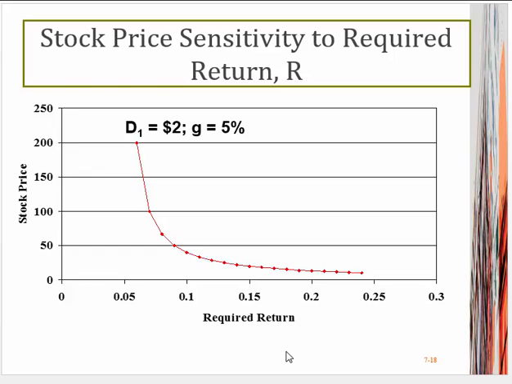And that's just an essential understanding, if you will, of assets and risk. Risk is incorporated into required return. As risk increases, the required return increases, so the value of the asset is ultimately going to decrease.